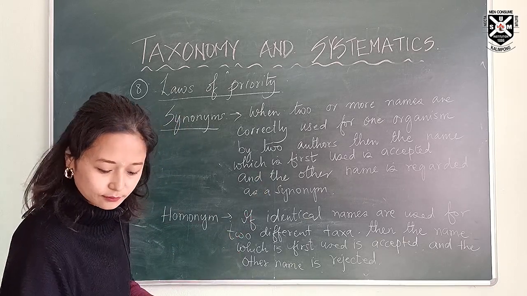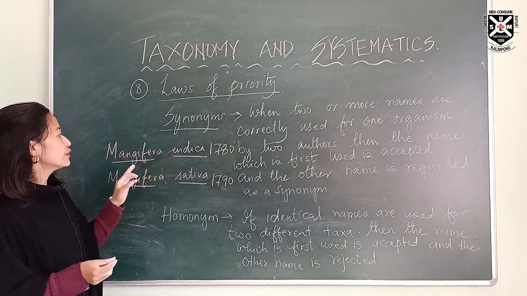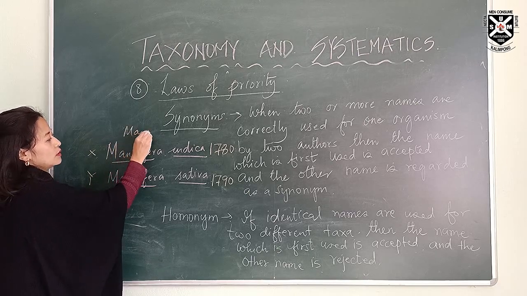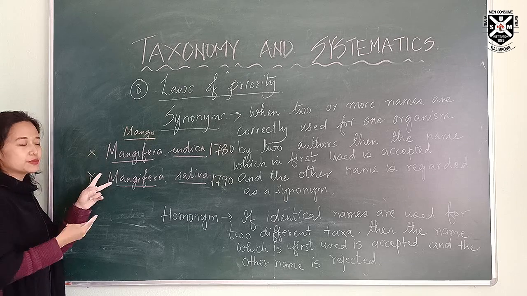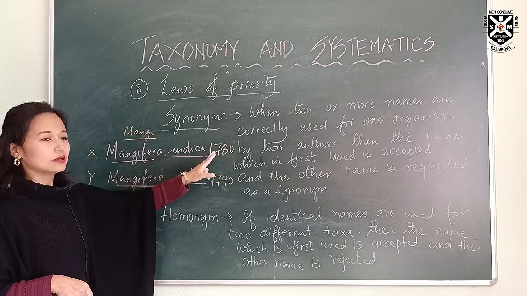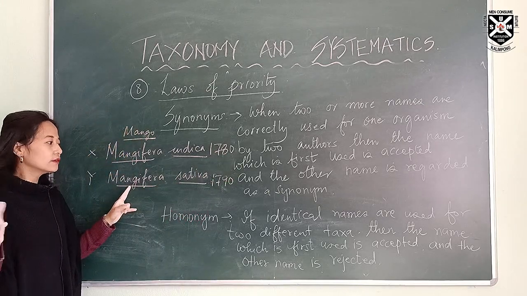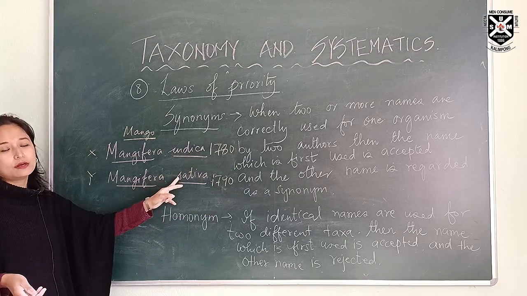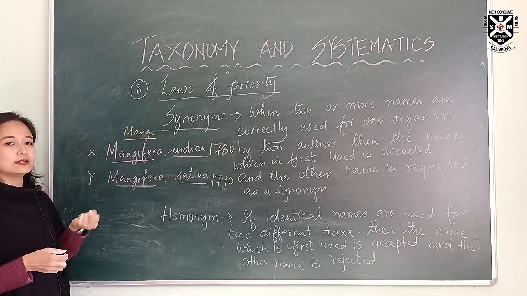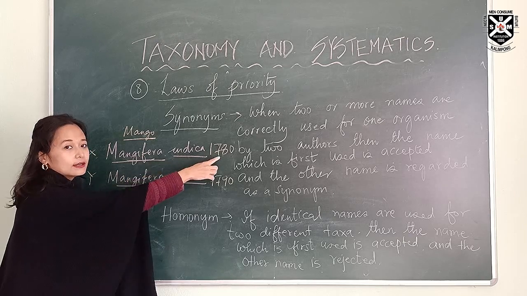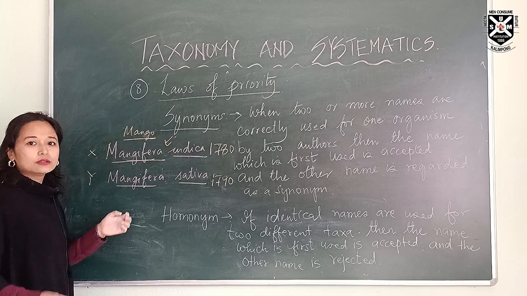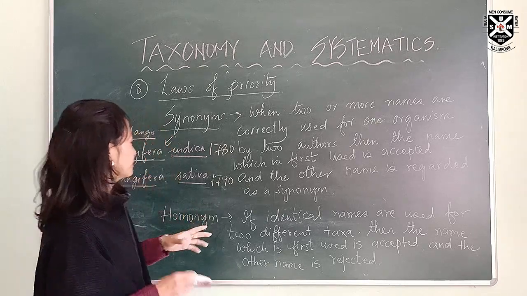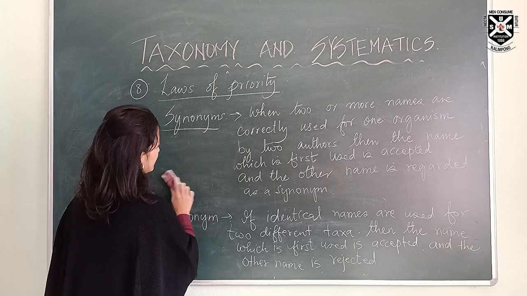Say, for example, two different authors, X and Y, have named one organism, suppose mango, and the two authors have given different names. So Mangifera indica in 1780, say, and another, Mangifera sativa, in 1790. Which of the two names is preferred, or actually taken into consideration? It is Mangifera indica, which was published in 1780. This is regarded as the valid name. The other one is regarded as the synonym, right? So that is your synonym.